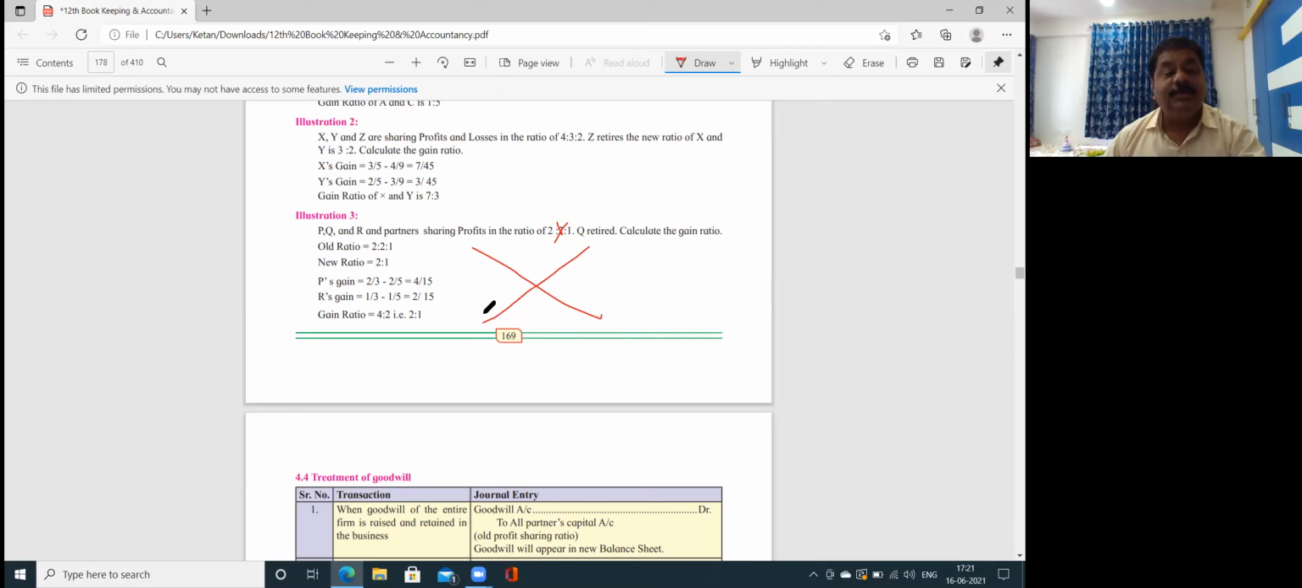Listen to me carefully. You need not make any calculation in this particular case because the new ratio is not specifically given to you. We have calculated the new ratio by cancelling Q's share. Q का share हमने calculate कर मतलब cancel कर दिया, फिर हमने new ratio निकाल दिया. देखो ये है ओल्ड रेशो, ये है न्यू रेशो. हमको दिया नहीं, हमने मतलब क्या ये क्यू का शेयर कैंसिल करके निकाला है.